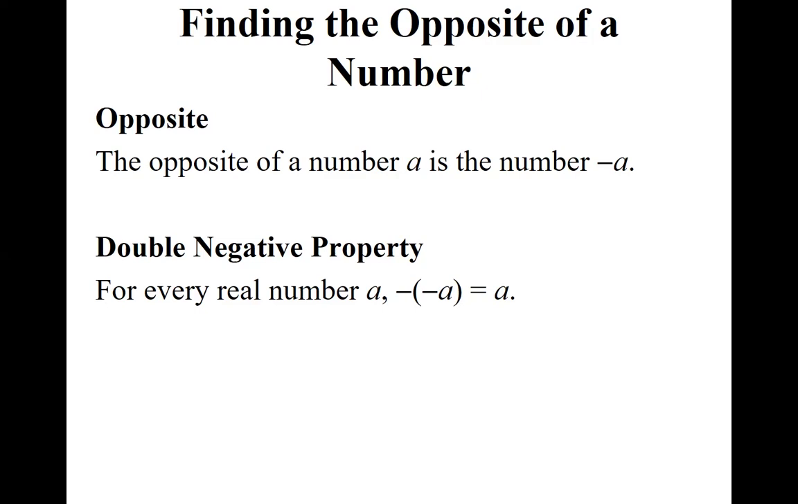From there, we can use the double negative property. For every real number A, the opposite of the opposite of A is A. What? Well, take the number 6. The opposite of 6 is negative 6. What's the opposite of negative 6? Positive 6. The opposite of a negative number is a positive number. Two negatives make a positive.